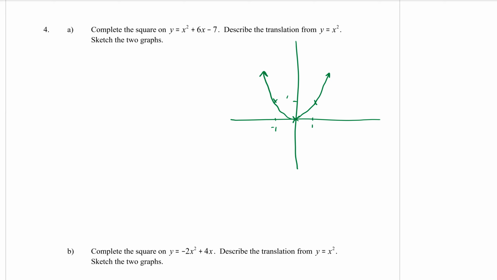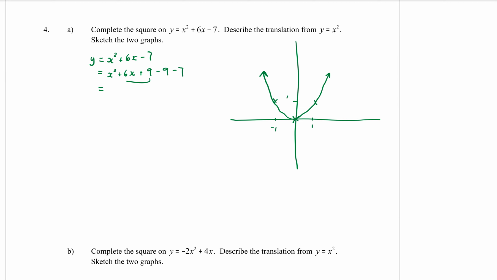The other parabola that I've been given, y equals x squared plus 6x minus 7, it tells me that I need to complete the square. So I take the first two terms, the 6 in front of that x I need to halve and square, so half of 6 is 3 and 3 squared is 9. I add 9 on and straight away take it off again. And I also still have the negative 7 on the end.